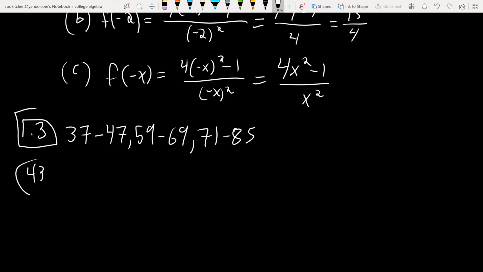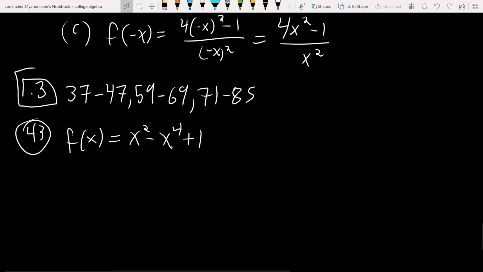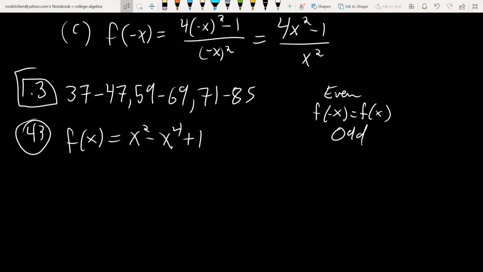So 43, let's take a look at this guy. f of x equals x squared minus x to the fourth plus 1. I want to determine if it's even or if it's odd. So the check for evenness is if f of negative x equals f of x. If it's odd, then you'll end up with f of negative x equaling negative f of x. And it's possible it could be neither, right? If it's neither of those cases, it's just neither even nor odd. So anyways, let's take a look.